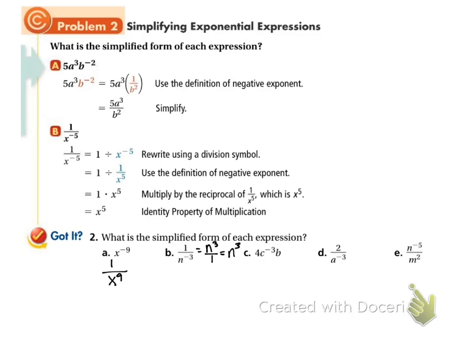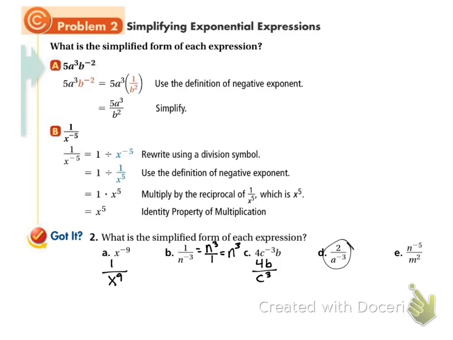Okay, let's look at this one. What needs to move? We don't want negative exponents, so we need to move this c to the negative third. So the 4 and the b are going to stay on top, and that c to the negative third needs to move to the bottom so that we get c to the positive third.